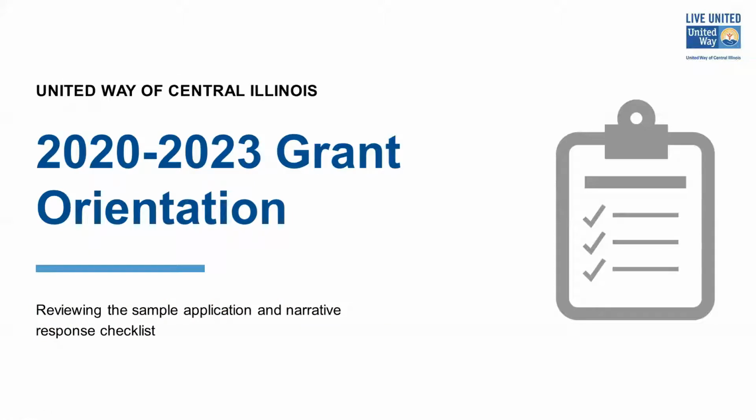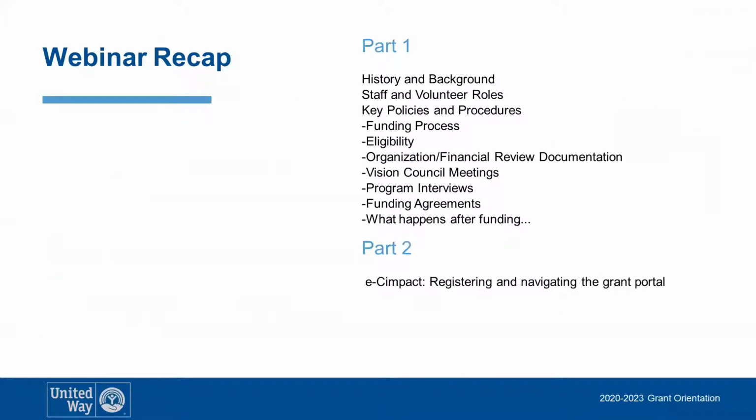Today is the last training for the cross-issue area application. This is the third part in our three-part webinar series, and we will be reviewing the sample application and narrative response checklist. But before we get started, we just want to do a quick recap of the part 1 and part 2 webinars that will be available, including this one tomorrow, via the key procedure and dates file found on our website, and we will be going there here in a little bit.